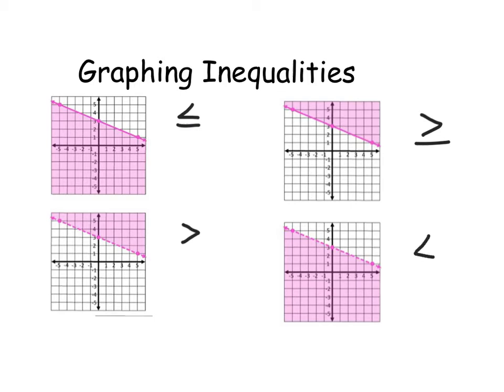So those are the things to consider. When it is shaded below, it is less than, and when it is shaded above, it is greater than. A solid line means the equal sign is included, and a dashed line means it is not included.